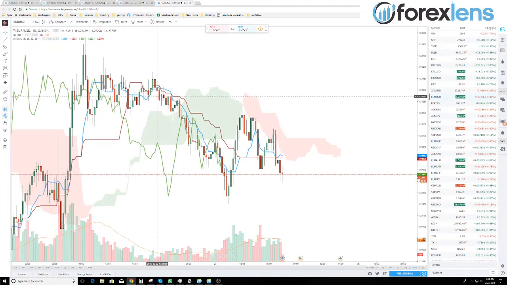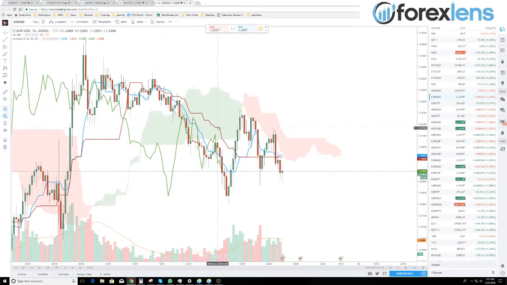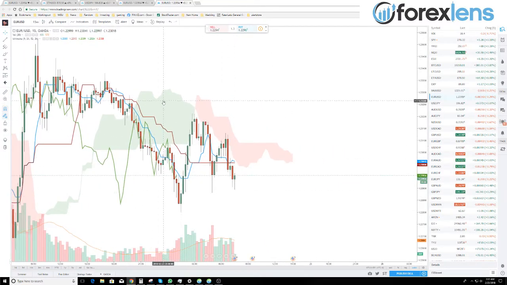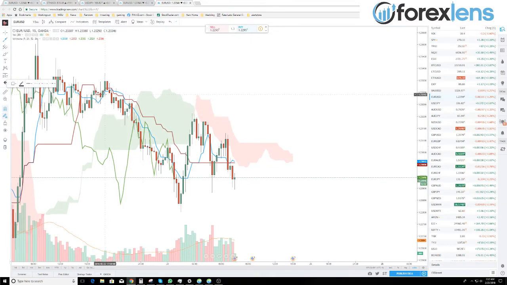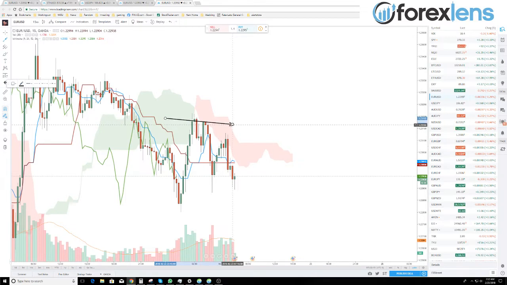Anyways, we look at these lines, and the blue line is the conversion line, and the red line is the baseline. So we have a fast and a slow moving average. Now the cloud is these two lines moved forward in time. So look at this price action right here that I'm hovering around, and then you can see that it is thrust forward here.